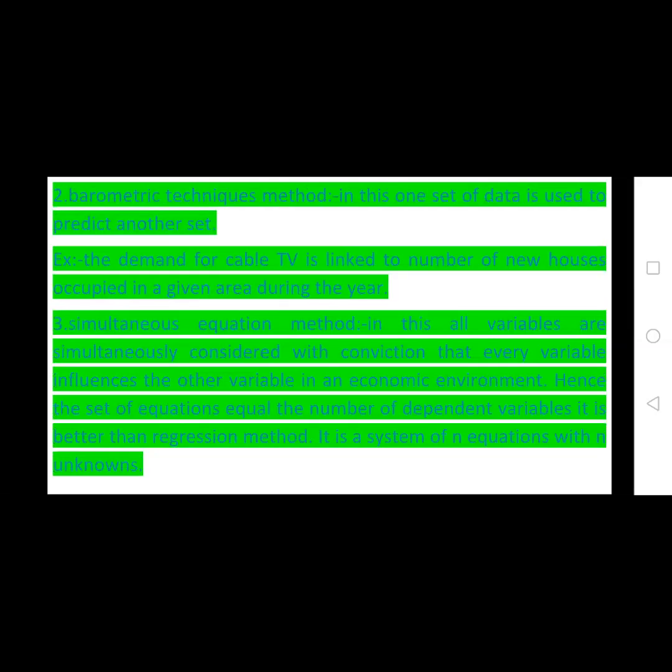That is the statistical method. The first method is the trend projection method, in which we already discussed different types: trend line by observation, moving averages, exponential smoothing, and time series analysis. The second method in the statistical approach is the barometric techniques method. In this method, one set of data is used to predict another set.